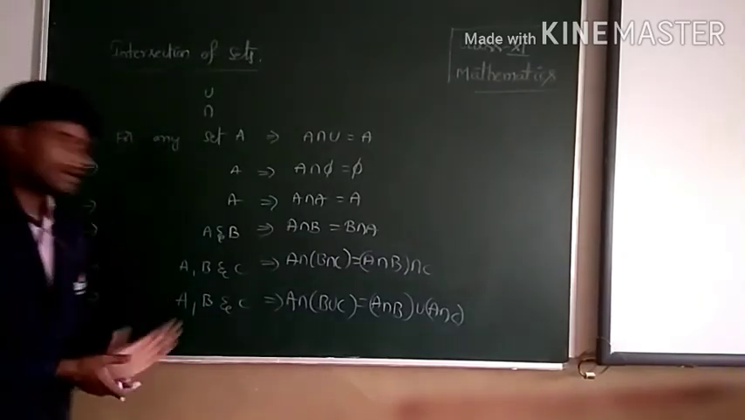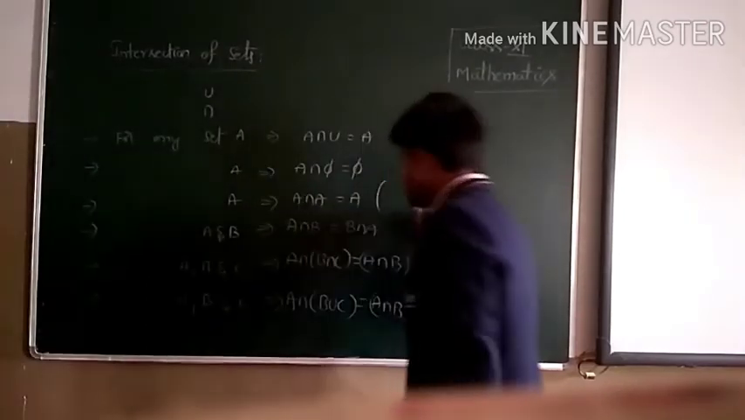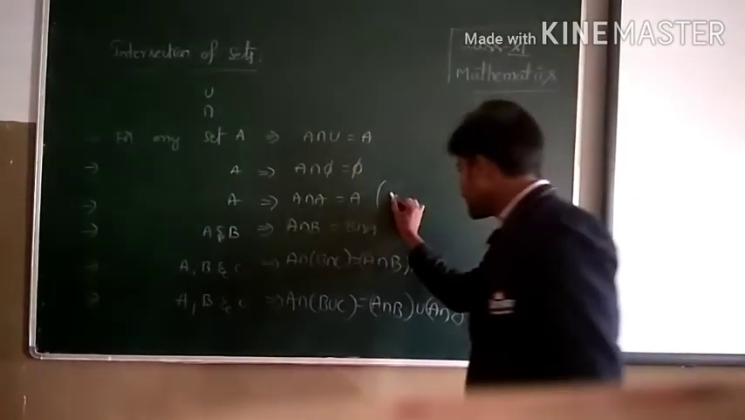Like union of sets, we have names for these properties. The property A intersection A equals A is called the idempotent law.